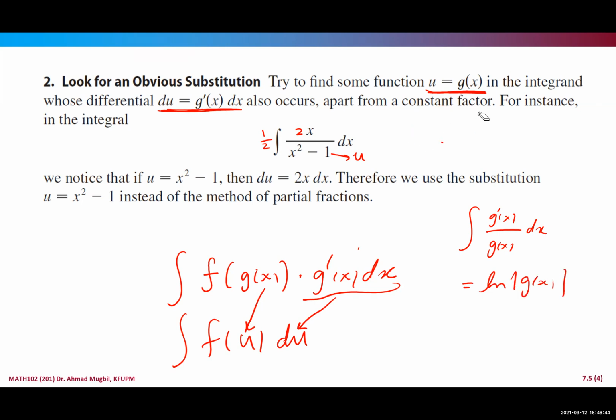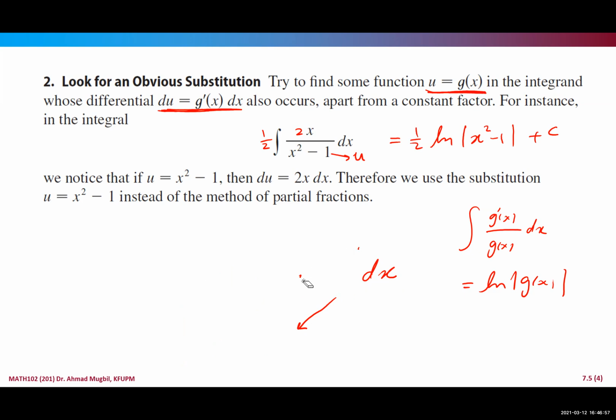So this integral is just half of ln the absolute value of x squared minus 1, plus a constant, because you have x there. Without x, of course, you need to apply partial fractions.